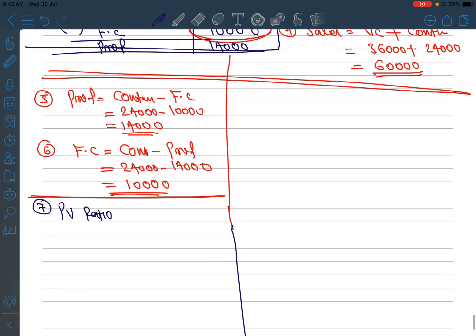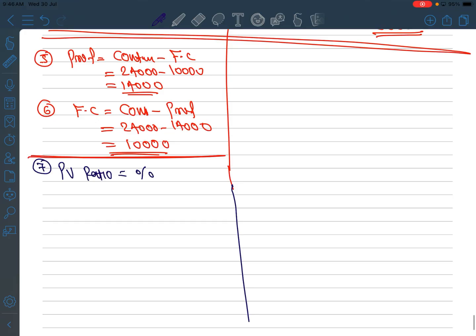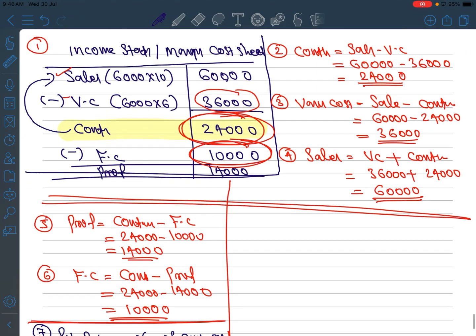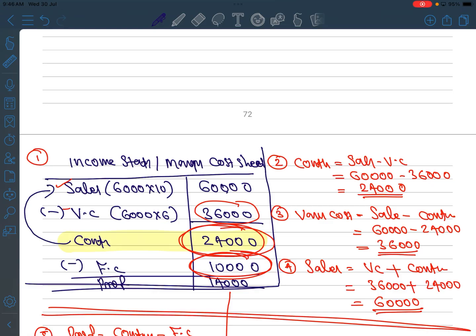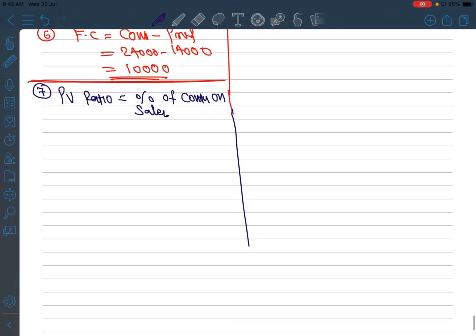Simple. What is PV ratio? PV ratio means percentage of contribution on sales. From this statement, you can make an equation. Can you give me the equation? How do you know the percentage of contribution on sales? 24,000 divided by 60,000 into 100. So the equation will be contribution divided by sales into 100.